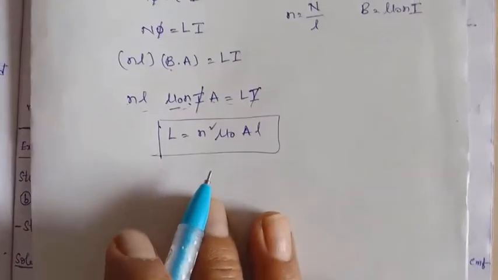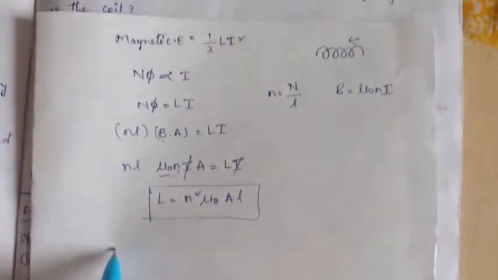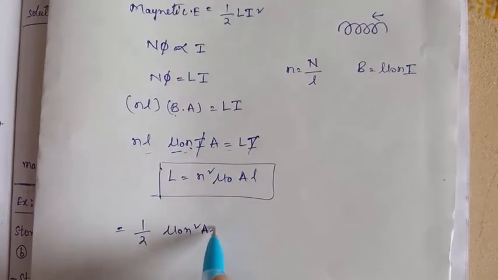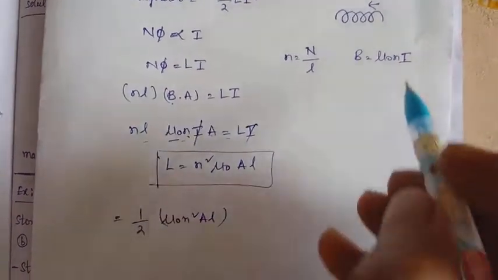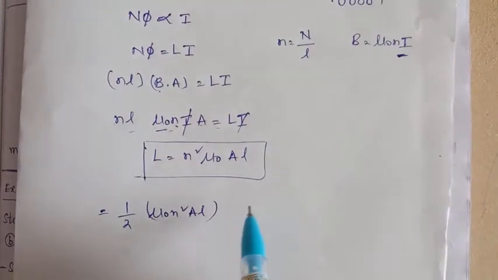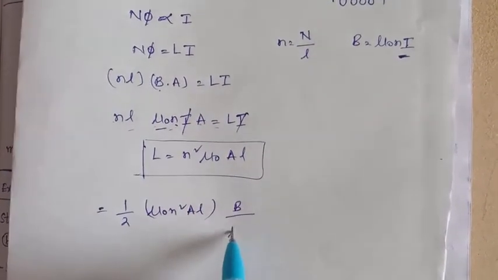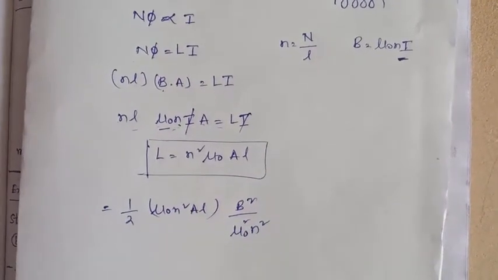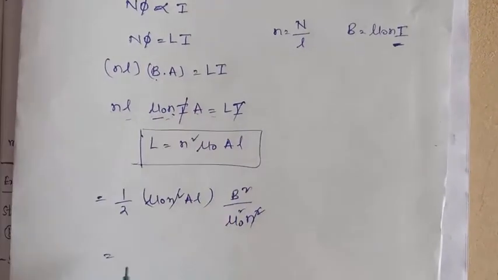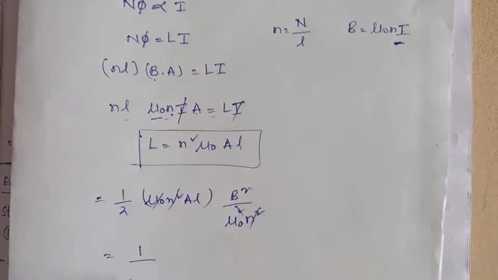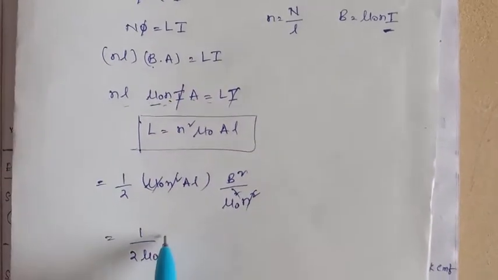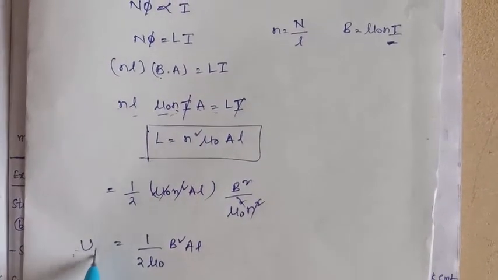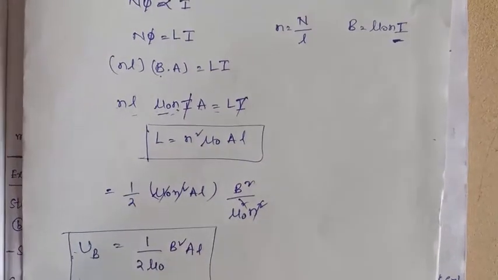You have to substitute this expression in the magnetic energy. So half L means mu naught n square AL, and again for i, from this expression i is equal to B by mu naught n, whole square, so B square by mu naught square n square. n square gets cancelled, mu naught one time gets cancelled. So B square by 2 mu naught into AL. It is the magnetic potential energy, you have to take it as the magnetic potential energy UB.